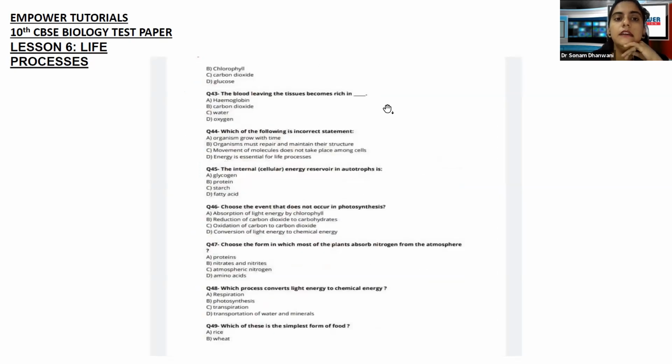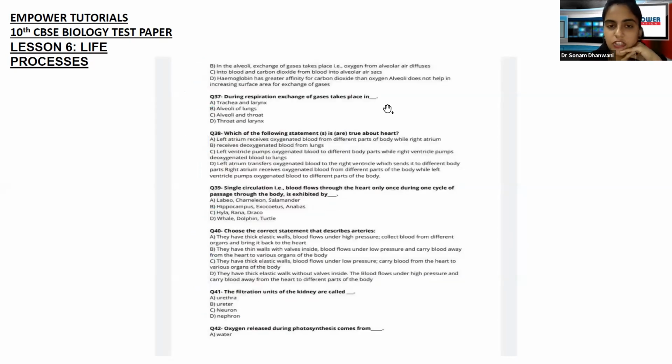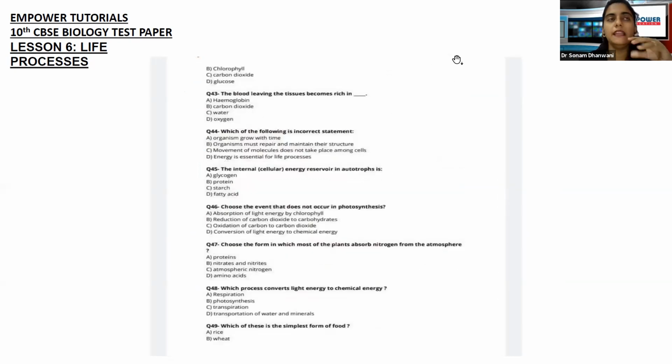Yes. It comes from option A, which is water. You remember we studied photolysis of water in the chapter of photosynthesis. There is this step, photolysis of water, where the water molecule is being split, and it is from there that the oxygen is coming from.